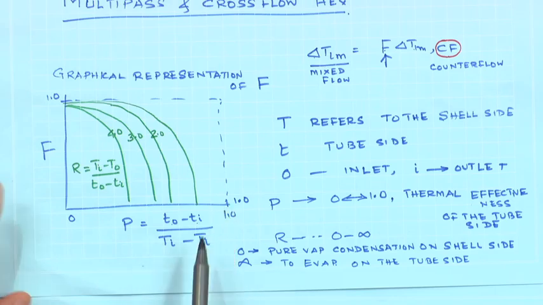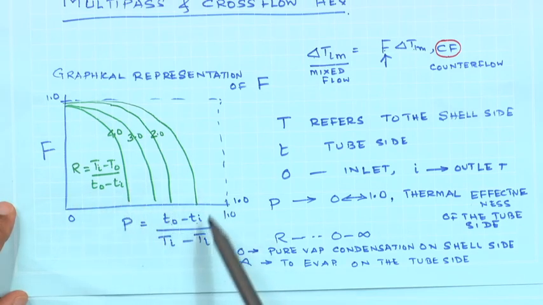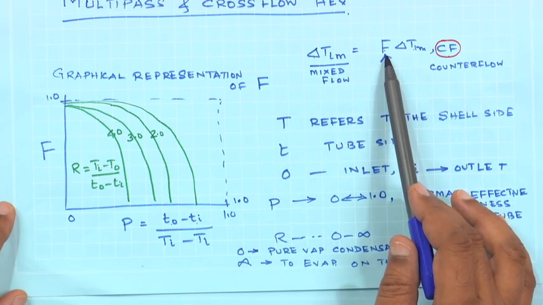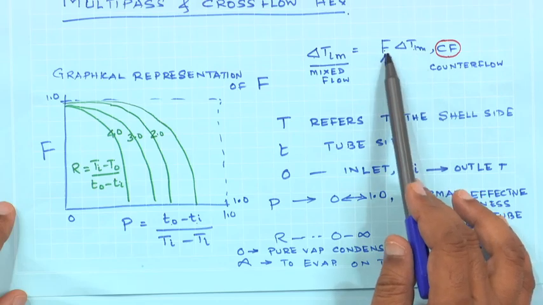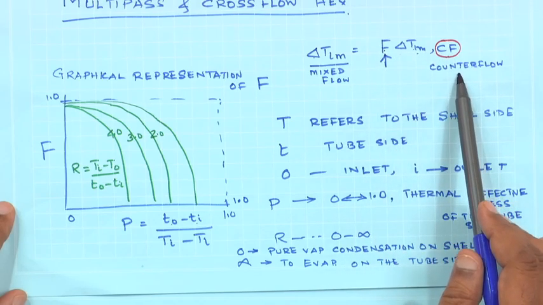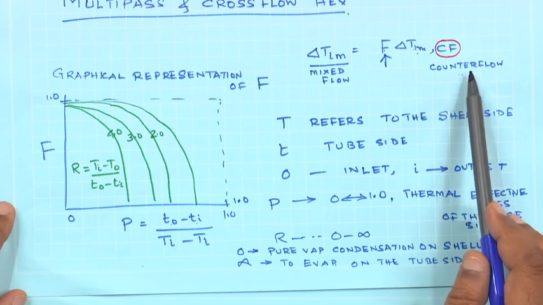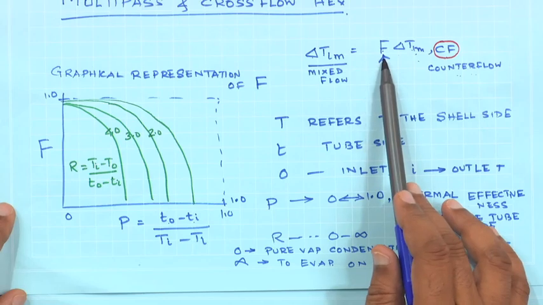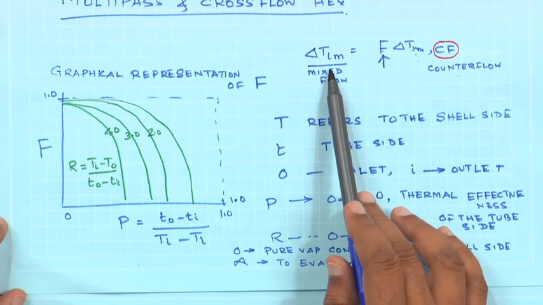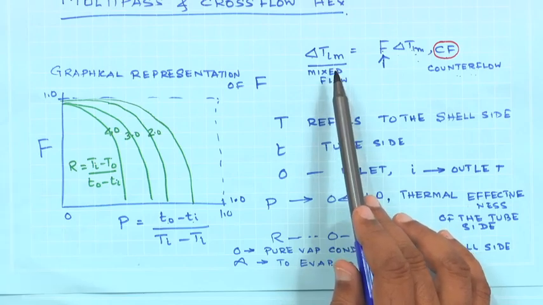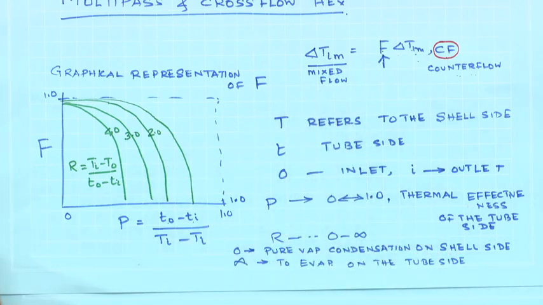So, the important part here is you calculate what are the different temperatures, and then from the different temperatures you find out what is the value of F, and use that value of F to correct the log mean temperature difference that you would have obtained if it is pure counter flow. So, pure counter flow log mean temperature difference corrected by the factor F would give you the log mean temperature difference to be used in the relation Q is equal to U A delta T.